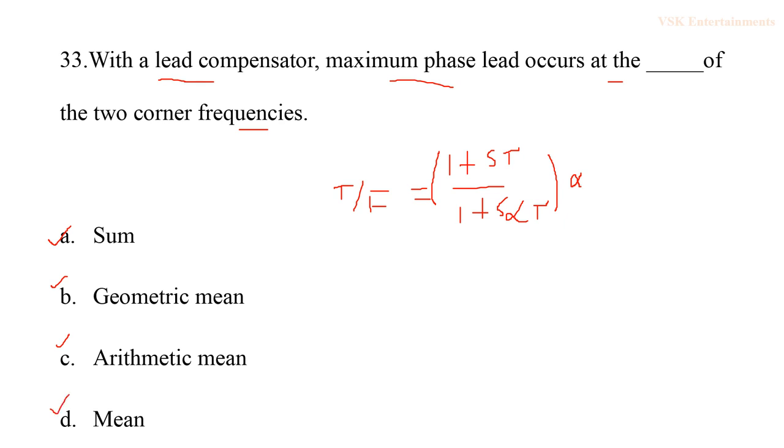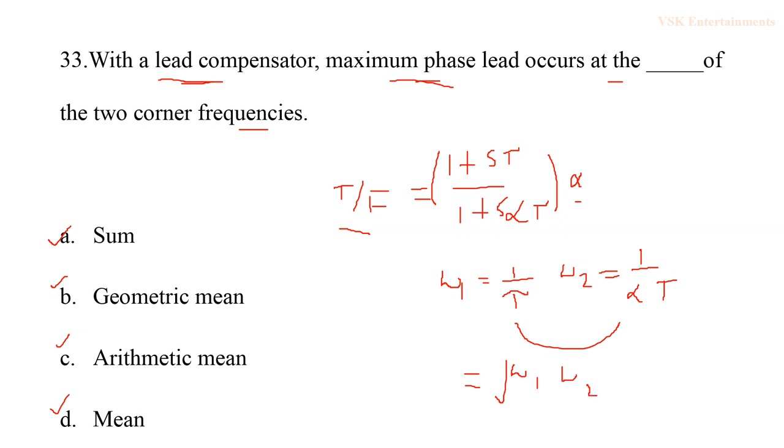We know lead compensator. The transfer function of lead compensator is given as 1 plus s tau by 1 plus s alpha tau into alpha. Okay, here corner frequencies are given as omega 1 is equal to 1 by tau, and second corner frequency omega 2 is given as 1 by alpha tau. Here the maximum phase lead occurs at the geometric mean of these two frequencies. That is, maximum phase lead occurs at the geometric mean of corner frequency 1 and corner frequency 2. This is the condition for getting the maximum phase lead. So the answer is geometric mean of two corner frequencies. So option B is the right answer for this bit.